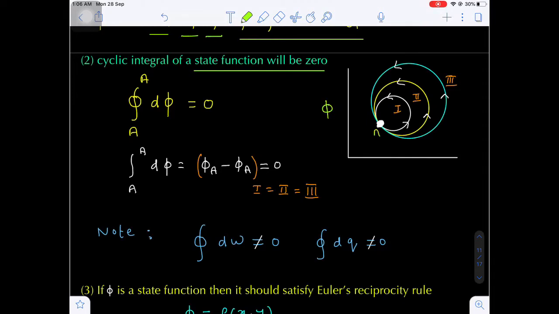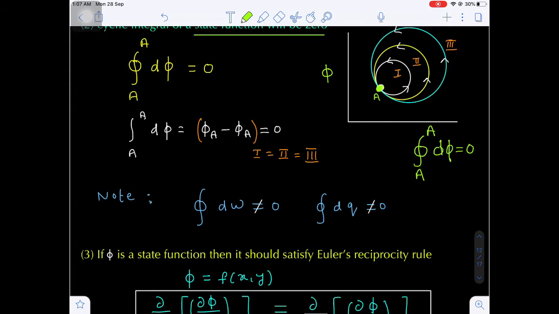So we are moving from point A in path 1, and also in the second path, and also in the third path, and again we are reaching the original point, that is point A. This is a cyclic process. Now the cyclic integration, that means the integral, here I am writing a symbol, corresponds to a cyclic process. Now we are moving from A and again reaching A, that means initial state and final state become the same. So the cyclic integral of d phi should be equal to what? 0, because the integral of d phi will be phi, with the upper limit A minus the lower limit also A. Phi A minus phi A gets cancelled.